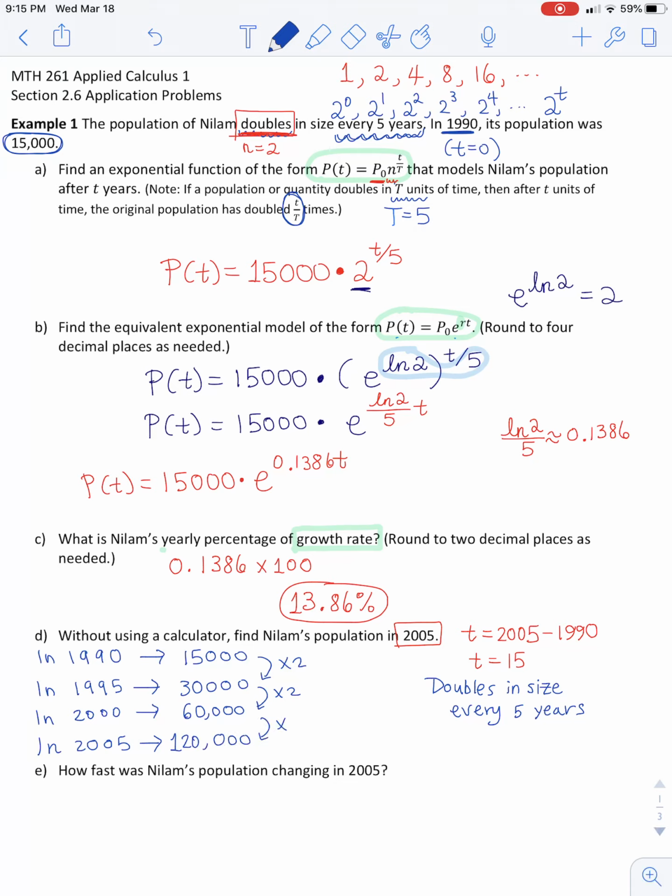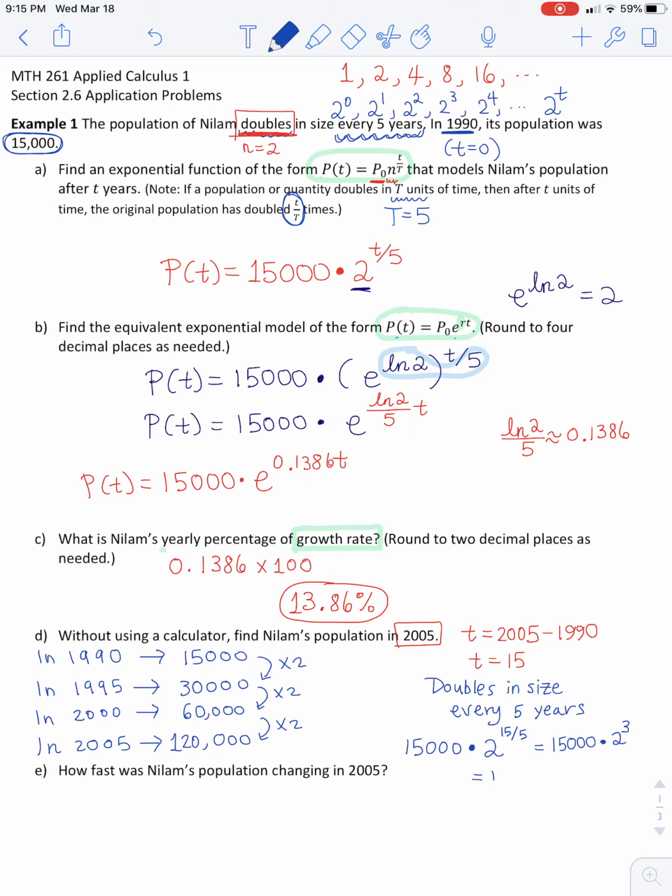120,000 people. And that is the answer that we can find without using a calculator, just doubling 3 times. If we double our original population 3 times, this is what we did. We really did 15,000 times 2 raised to the 15 divided by 5. So we did 15,000 times 2 to the 3rd power. And that 3 means we doubled the original population 3 times.